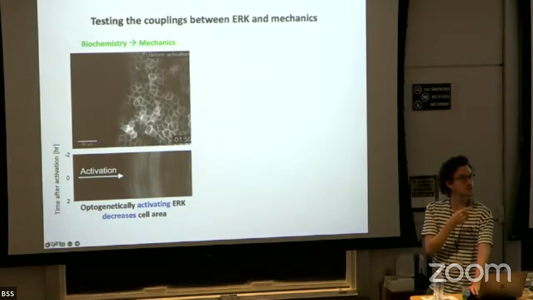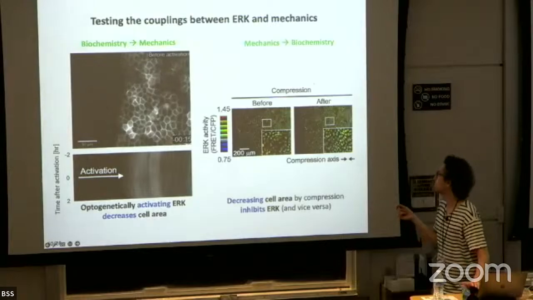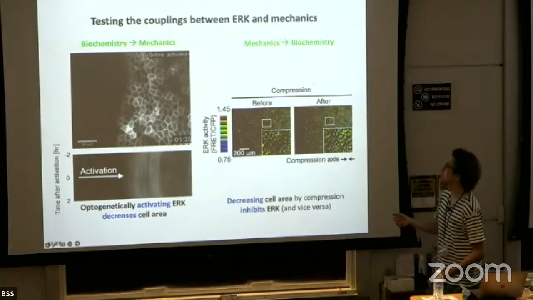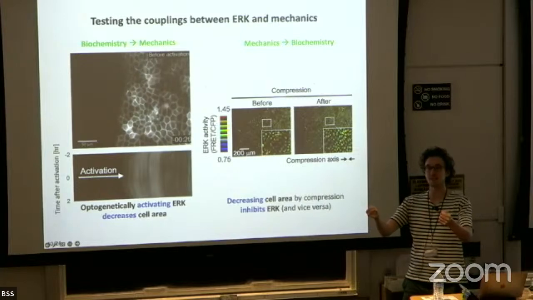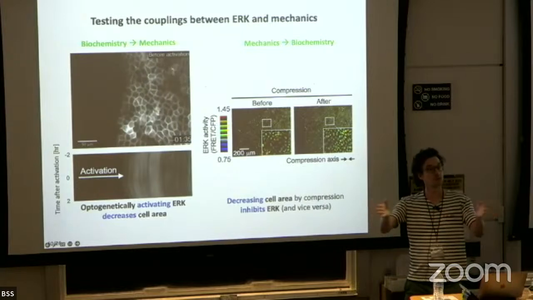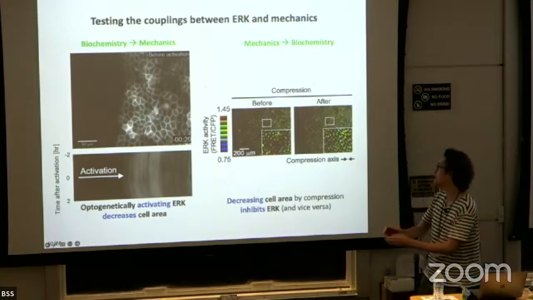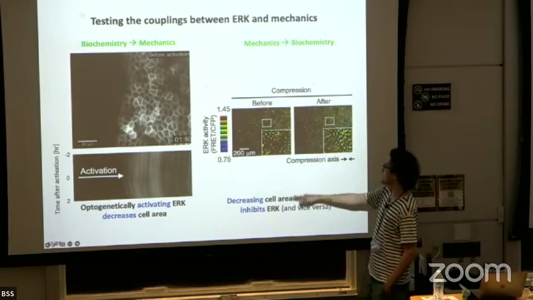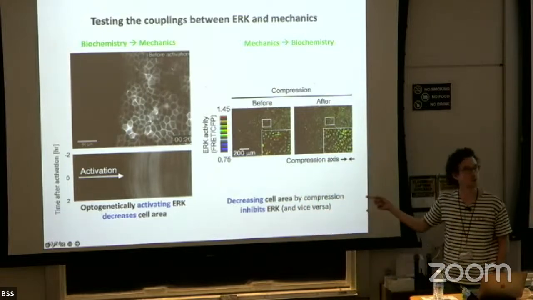The other question that we had is, can we do the reverse experiment? Can we test the link from mechanics to chemistry? Well, they can. They can put these cells on an elastic substrate, and they can either stretch it or compress it to change the area of the cell mechanically. And what you can see is that when you decrease cell area by compression, you inhibit ERK. So that validates again the other side of the coupling.